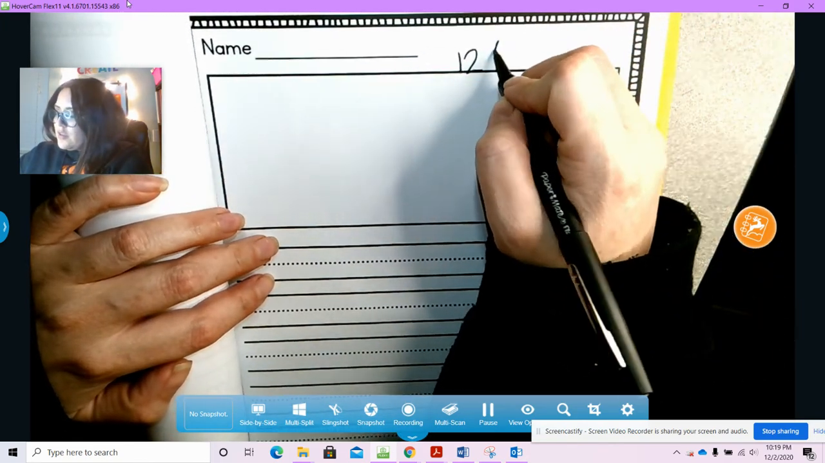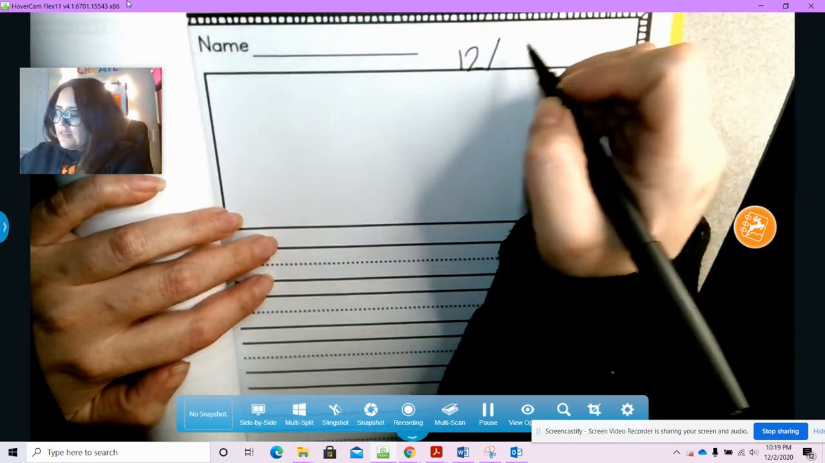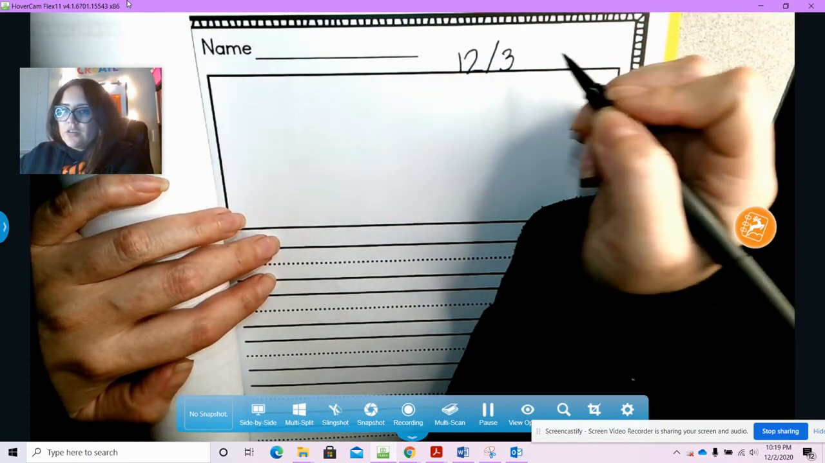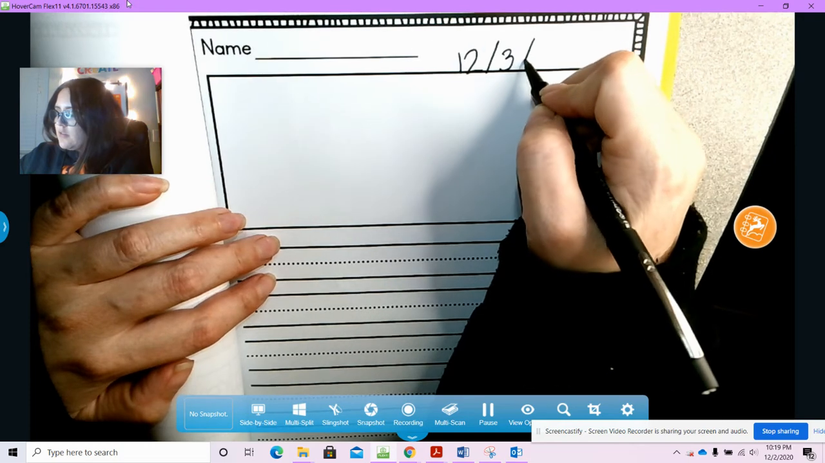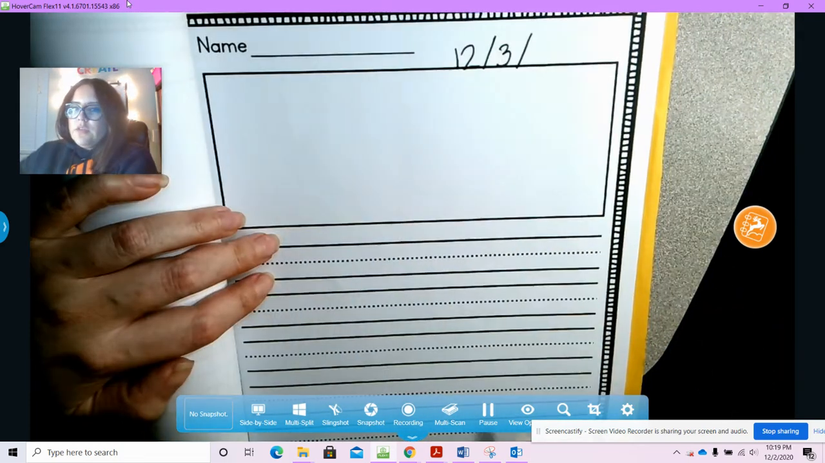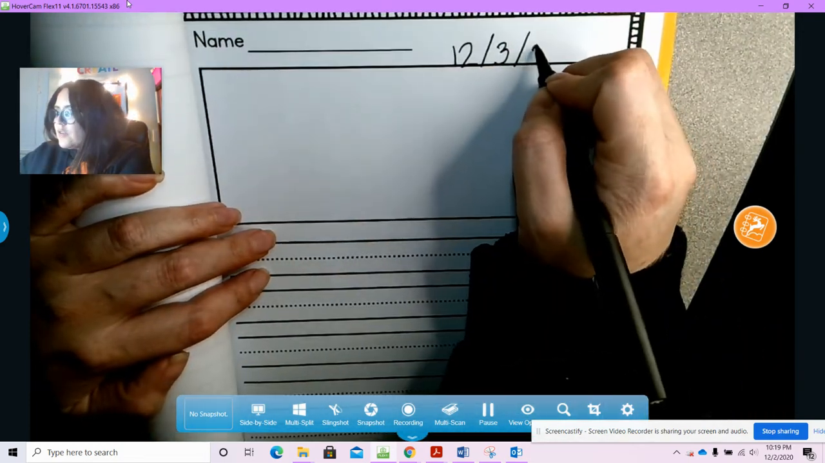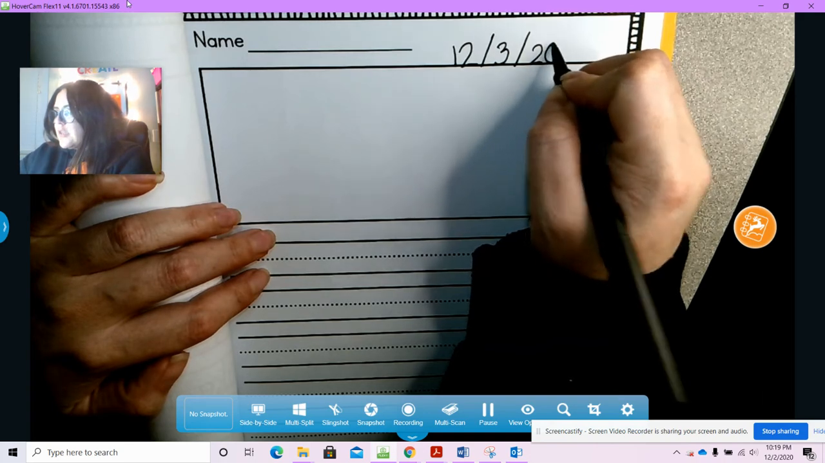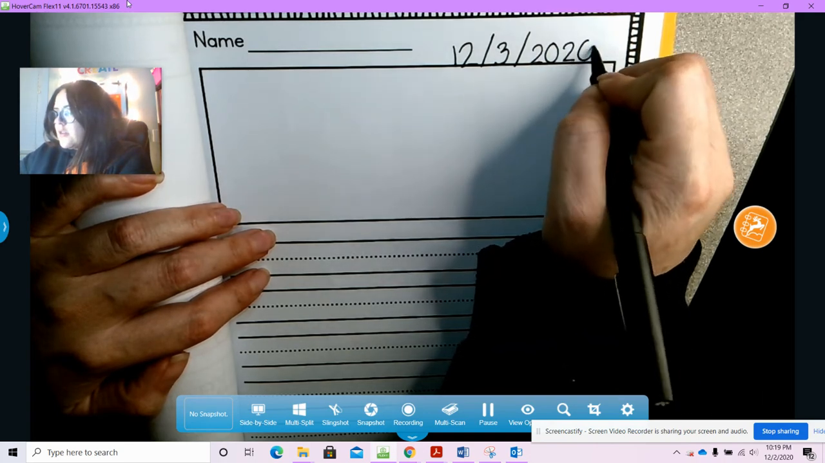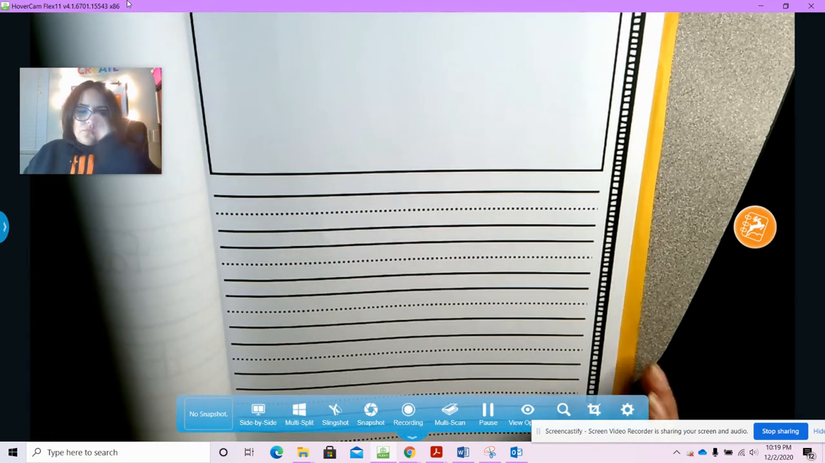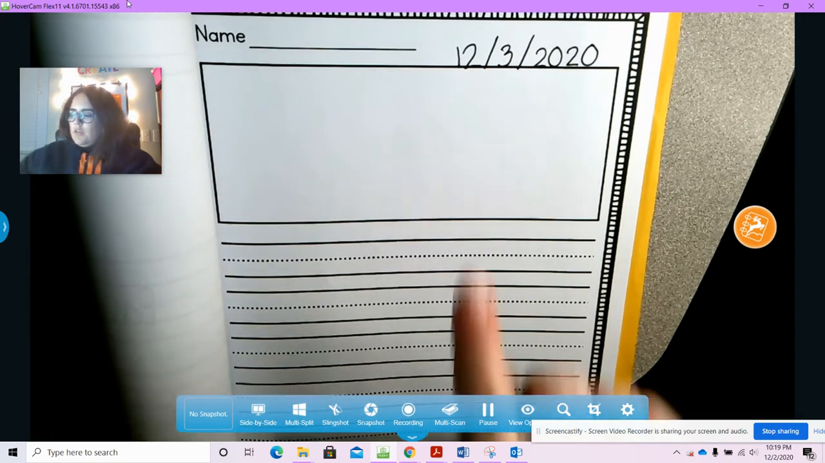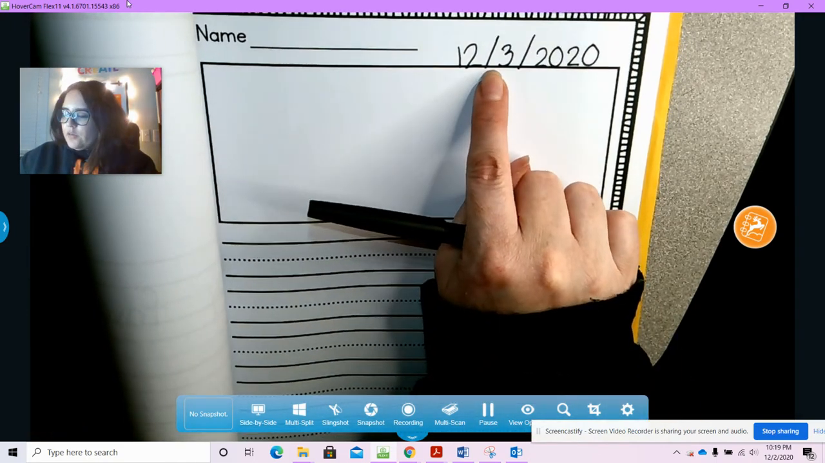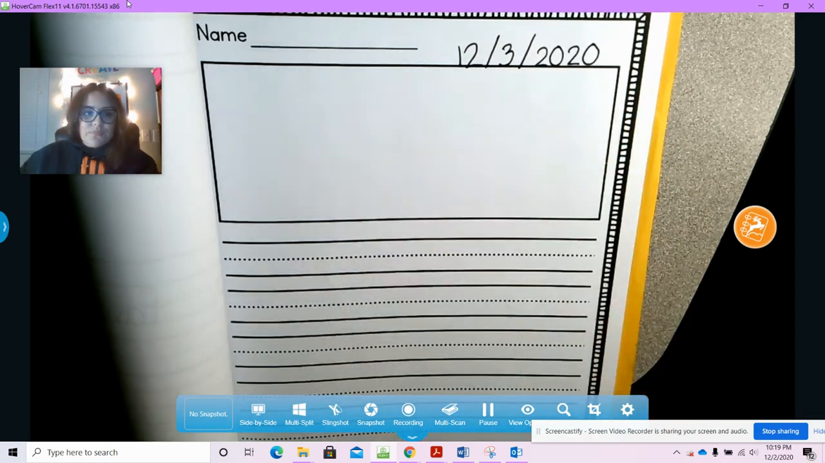12, and today is the 3rd of December, so we're going to put a 3. 12/3, and the year is still 2020. Oh, so it's December 3rd, 2020.